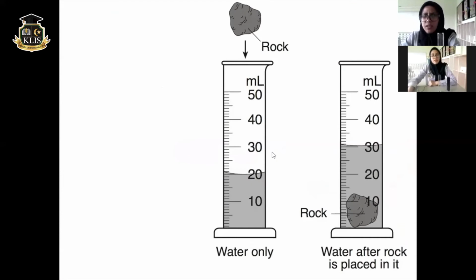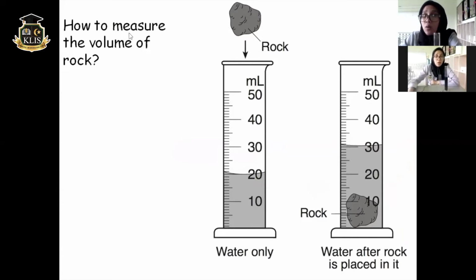Okay, can we measure the volume of a solid? For example, a rock. Can we measure the volume of a rock using a measuring cylinder? Yes, we can. Now, how to measure the volume? For example, in this case, look at the picture. I have one measuring cylinder and one rock, a small rock.